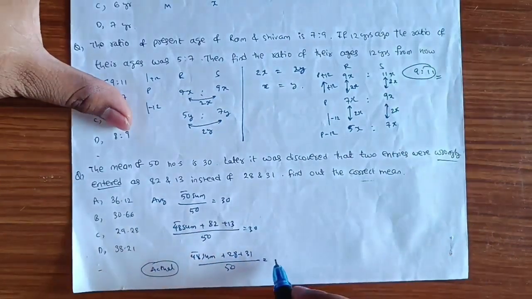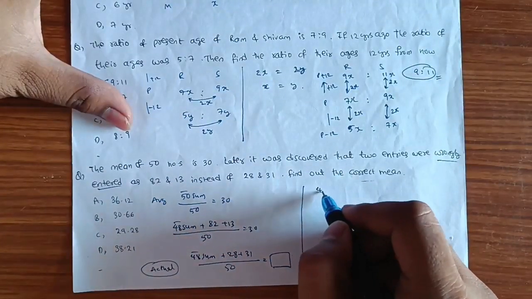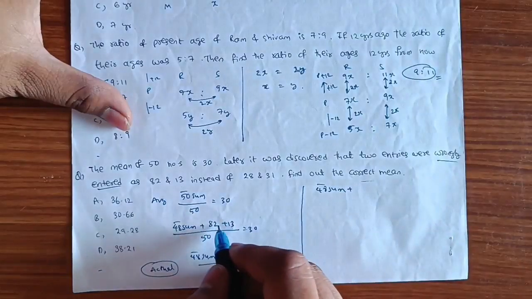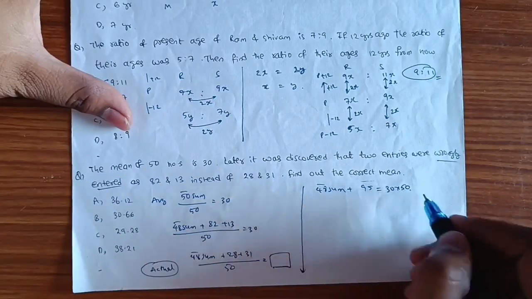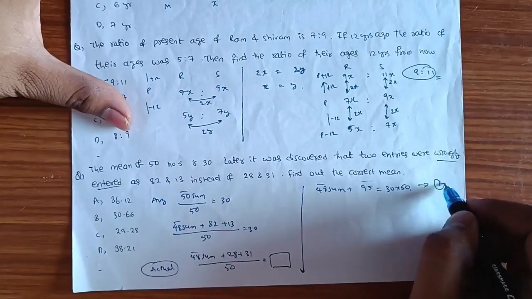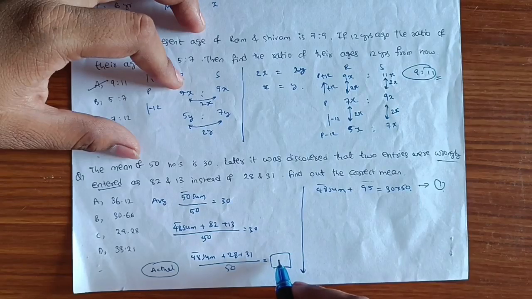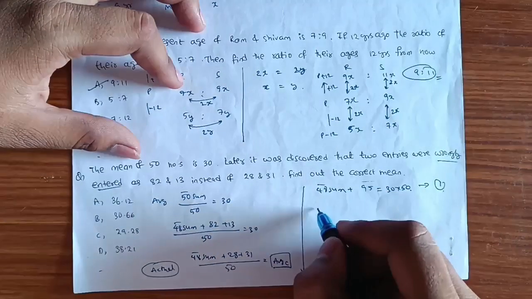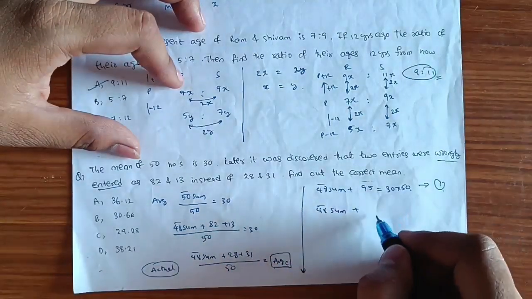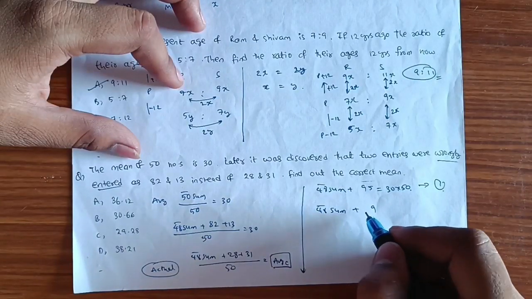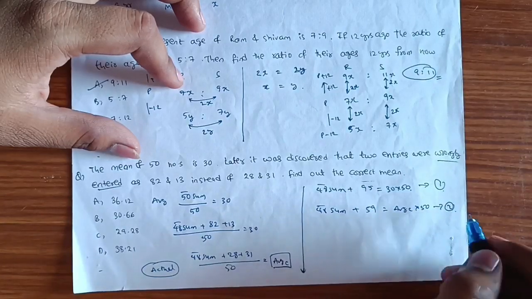Again, find out the correct mean. So here we need to find this correct mean. If we write the equations, 48 sum plus, if we sum this together, we will get 95, which is equal to 30 into 50. Let us consider this as equation 1. Again, let the correct average be average C, like 48 sum plus 28 plus 31, which is 59, equal to average C into 50. Let us consider this as equation 2.